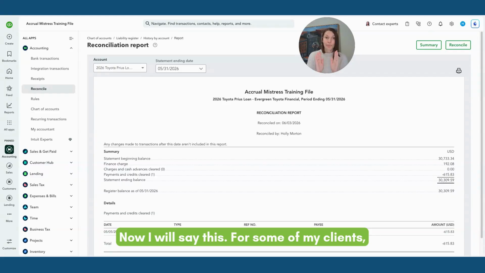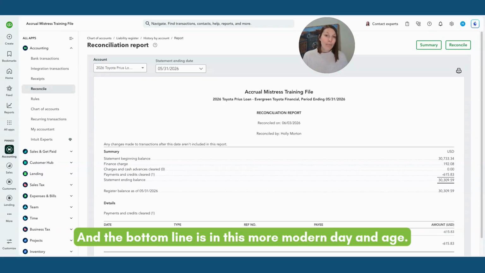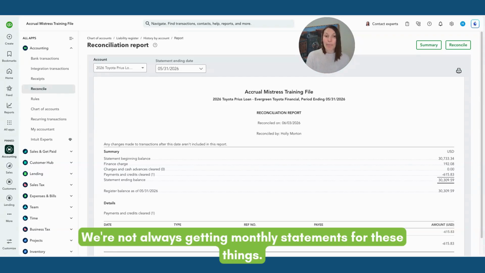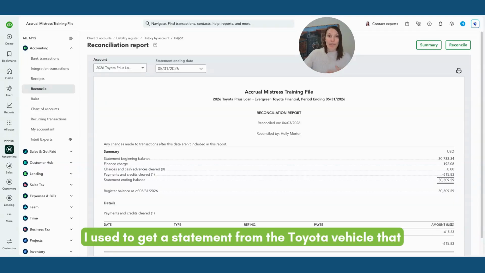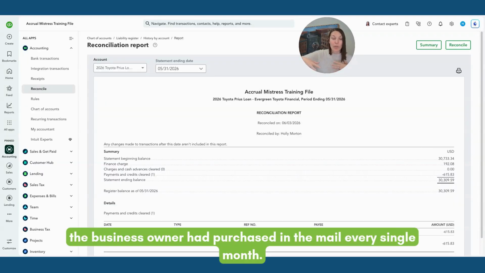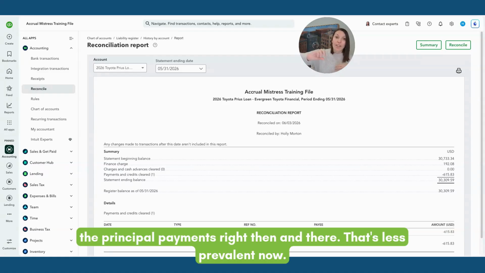Now, I will say this. For some of my clients, we don't always reconcile their car loans every single month. And the bottom line is, in this more modern day and age, we're not always getting monthly statements for these things. When I started in accounting 10 plus years ago, I used to get a statement from the Toyota vehicle that the business owner had purchased in the mail every single month.